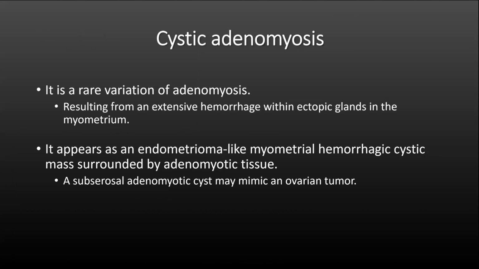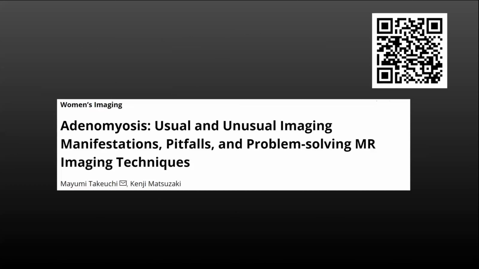Cystic adenomyosis is a rare variation of adenomyosis resulting from extensive hemorrhage within the ectopic glands in the myometrium. It appears as an endometrioma-like myometrial hemorrhagic cystic mass surrounded by adenomyotic tissue. It may be found in any part of the uterus, including the myometrium, mucosa, and subserosal layer. The subserosal adenomyotic cyst may mimic an ovarian tumor. This is an article, you can scan the code to refer to it, about adenomyosis, the usual and unusual imaging manifestations.